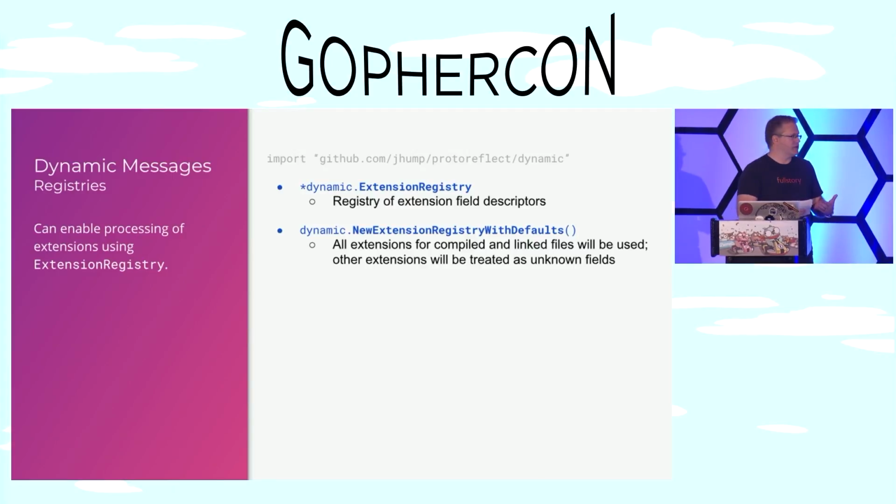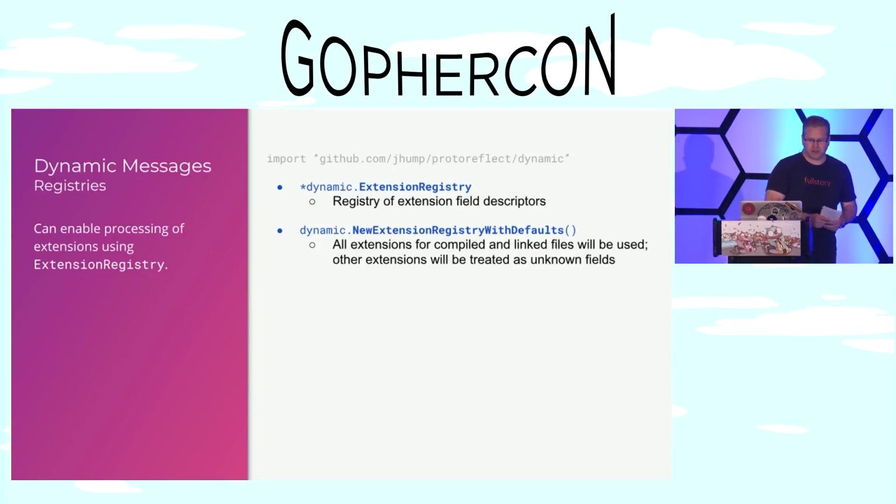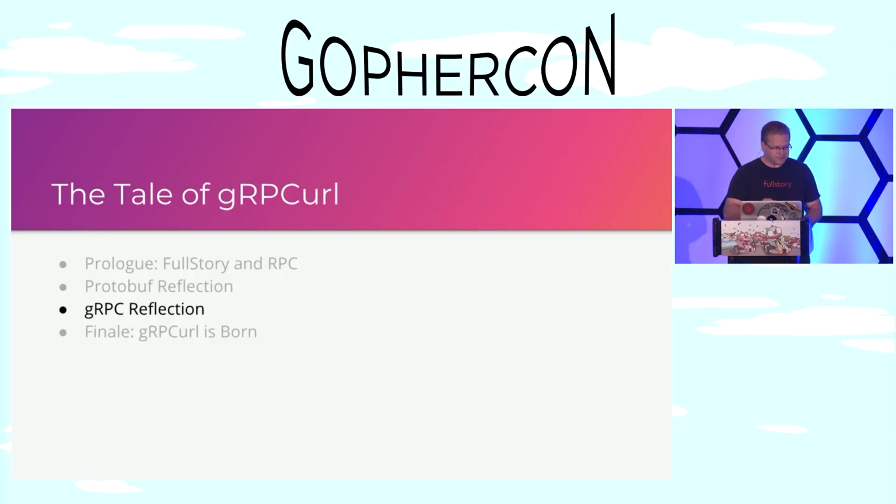The way the Protobuf runtime normally works, we saw earlier that there's a global registry of extensions that all the protoc generated extensions get registered into. So normally when you have a generated struct and you're unmarshalling that from bytes, the Protobuf runtime will consult that global registry. That obviously doesn't work for dynamic message. So we can use an extension registry, which is basically a database of extension field descriptors.